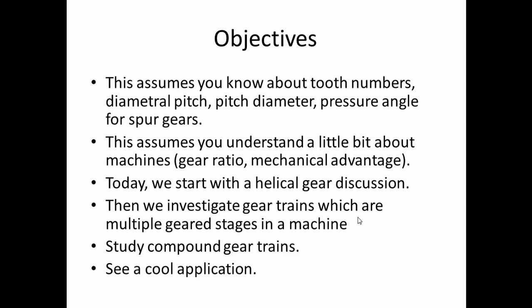It assumes you know a little bit about tooth numbers, diametral pitch, pitch diameter, and pressure angle for spur gears, and it assumes you know a little bit about gear ratio and what you have in machines. We're going to start today with a helical gear discussion, and then we're going to dive into some gear trains. We're going to look at some compound gear trains, and then we're going to see a cool application, and that's going to be a Ford Toploader transmission.